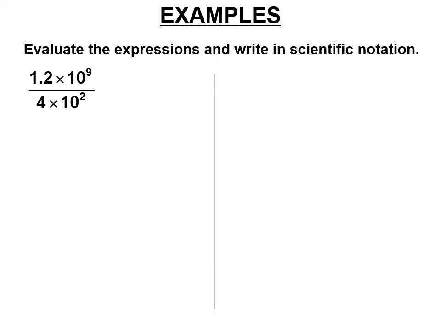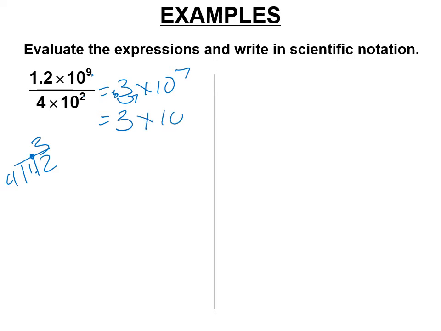Okay, so here's an actual problem from what we do in the homework. 1.2 divided by 4, right? 4 goes into 12, 3, so it's 0.3 times 10, 9 minus 2 is 7. That's not scientific notation. It needs to be 3. We move the decimal once to make it bigger, so we make that smaller. 3 times 10 to the 6 is equal to that.